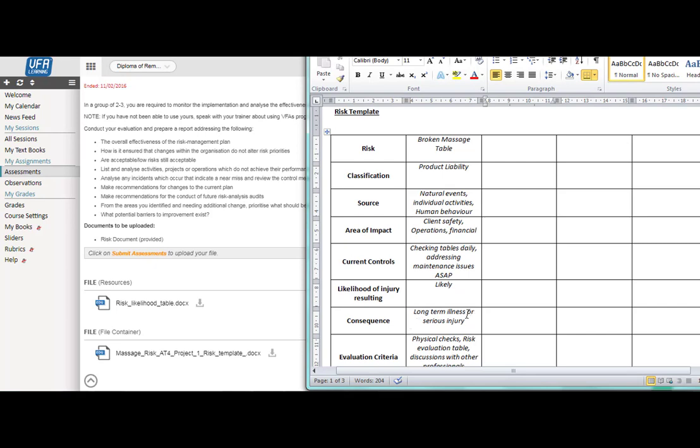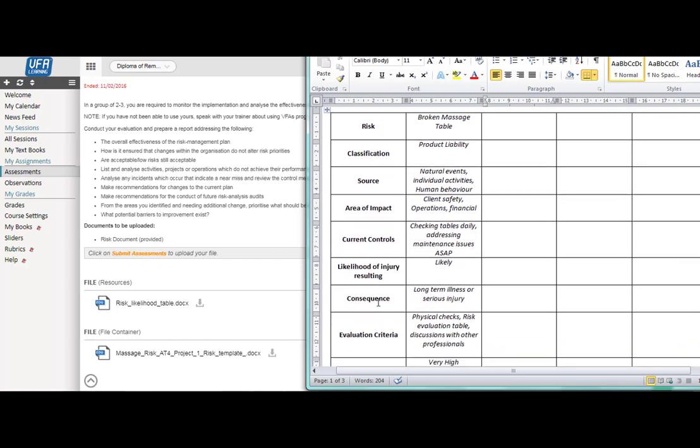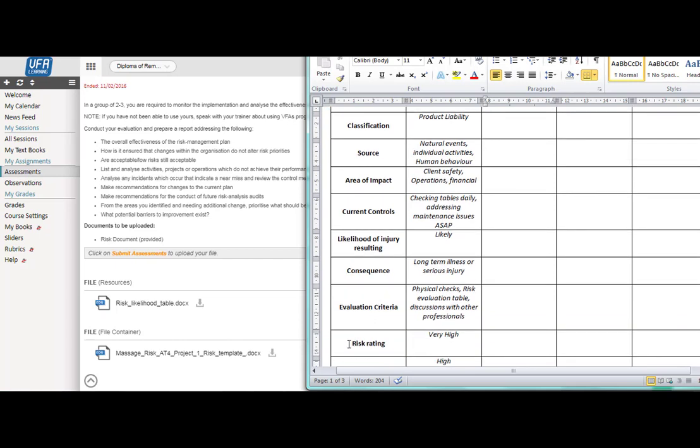Consequences of that could be a long-term illness or a serious injury. So again, to come up with these two, I've used that table that we were talking about before. And to then get my risk rating, when I matched them up, it became very high. So my evaluation criteria that I use to get to this very high risk rating is doing physical checks, using that risk evaluation table, but then also having discussions with other health professionals.